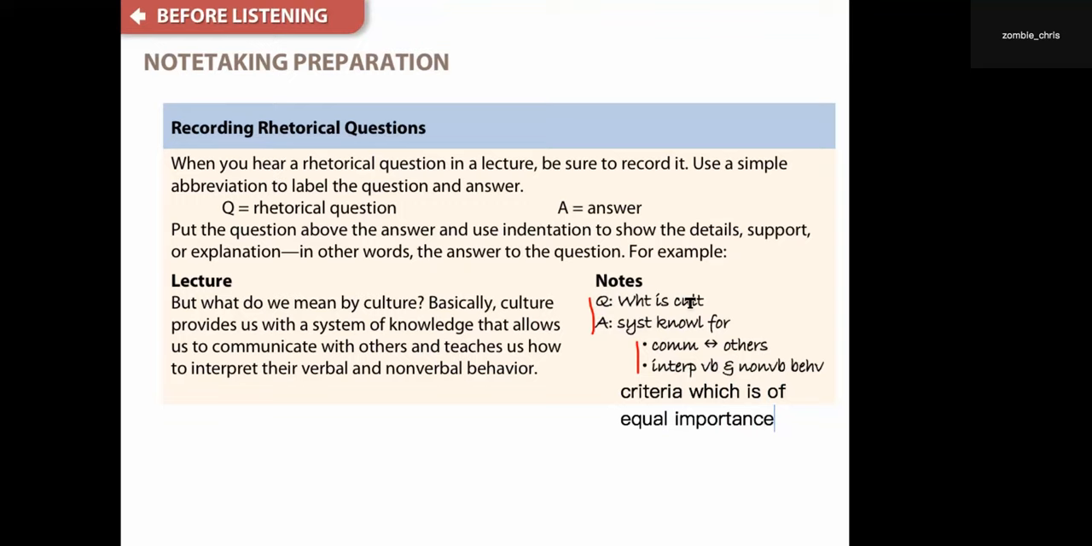and then answer, the system of knowledge for. So that's how you would record it in your notes. But what do we mean by culture? Basically, culture provides us with a system of knowledge that allows us to communicate with others and teaches us how to interpret their verbal and non-verbal behavior. Q, what is culture? Answer, system of knowledge for, and then the list of criteria of what it's for. So, recording rhetorical questions, Q is the question and A is the answer.